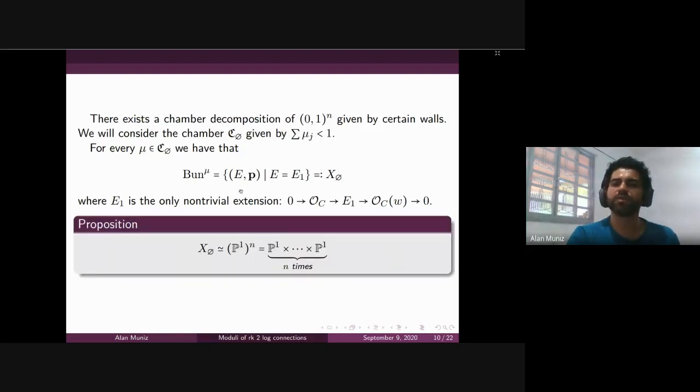And so if we can show that we only have to give the directions, then with a bit of work, we can prove that this is actually an isomorphism to the moduli space P1 cross P1, n times. Each P1 accounts for one direction here.